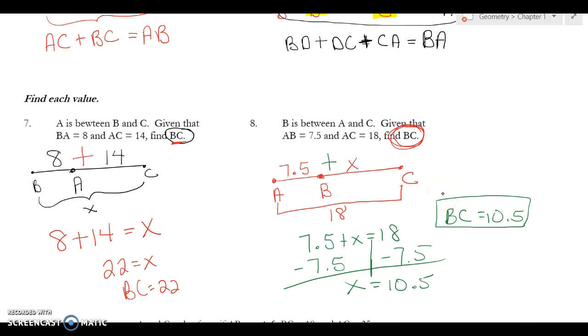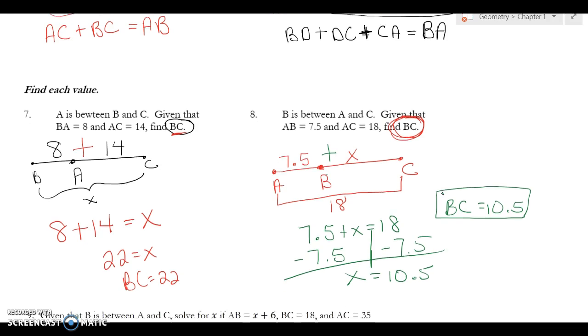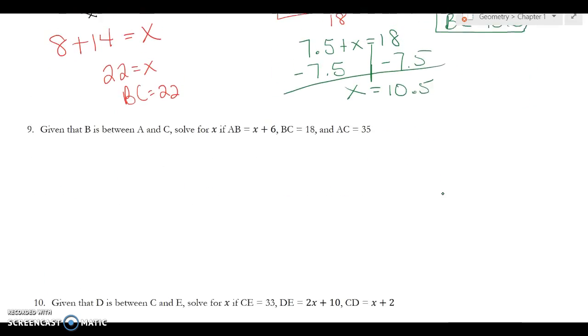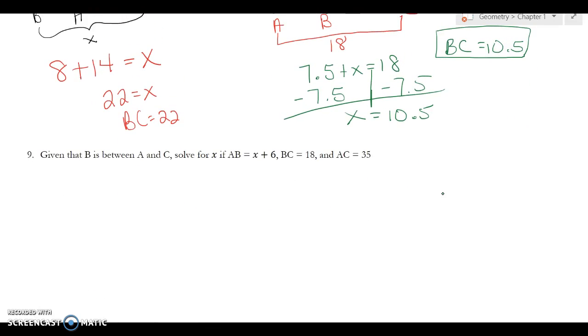So again, for these problems, the first thing you do is you draw your line, then you put your numbers on it, and then you say first the small piece plus the small piece equals the whole thing. All right, let's look at one more, or we have 2 more. Let's look at number 9. That's a little harder. You start off by, again, drawing your picture.